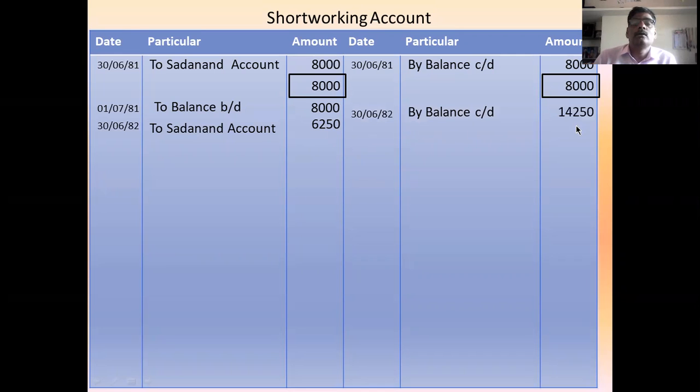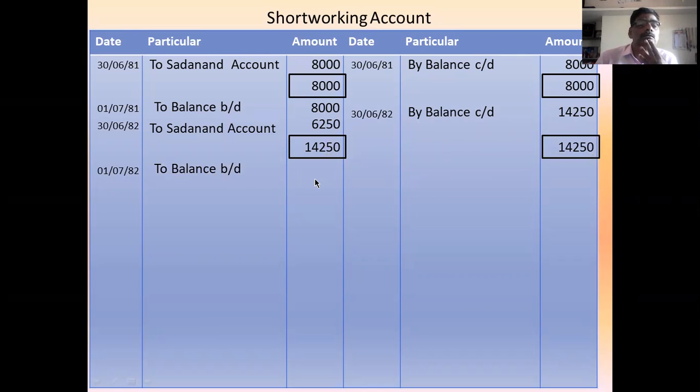By balance carried down 14,250. Total is 14,250. First you take the total and then write the balance. 14,250 is the total. By balance carried down is 14,250. And next year, 1982, to balance brought down 14,250. It is the second year completion.